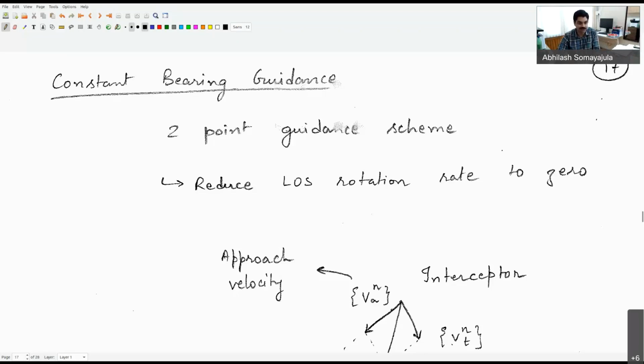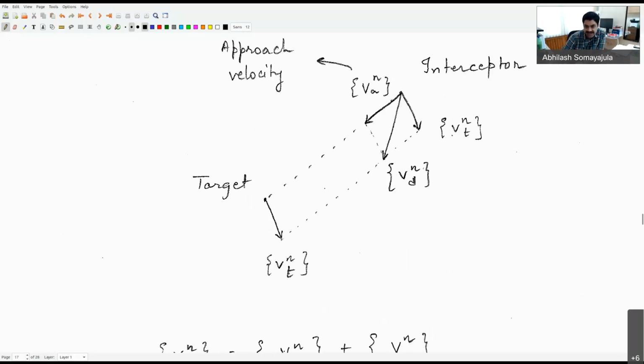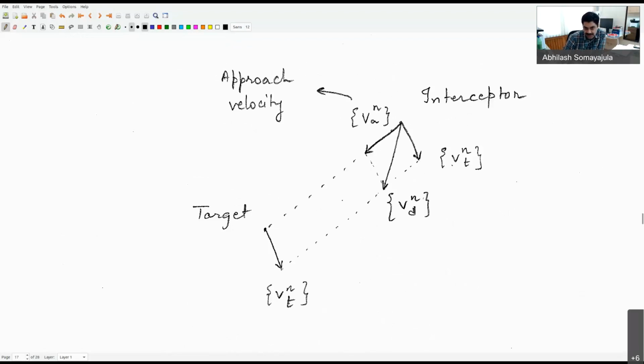Here we will include a little bit of anticipation, in the sense that I'm not just looking at where the target is, but I also want to know where that fellow is moving. So accordingly, I'll adjust my velocity. The idea here is that we want to reduce the rotation rate of the line of sight vector to 0 as we progress further, so we should be able to align ourselves directly with the target over time. The only difference is that in addition to the approach velocity, we'll also feed forward the target's velocity in order to get our desired velocity.